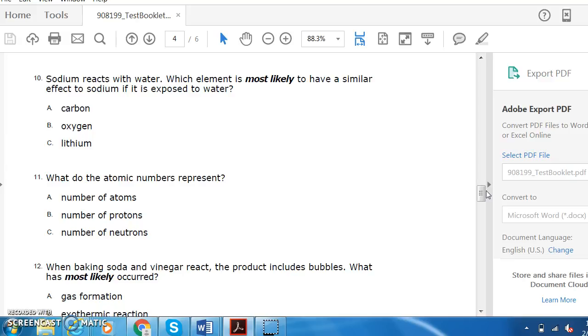Number 11. What do the atomic numbers represent? A. The number of atoms. B. The number of protons. Or C. The number of neutrons.